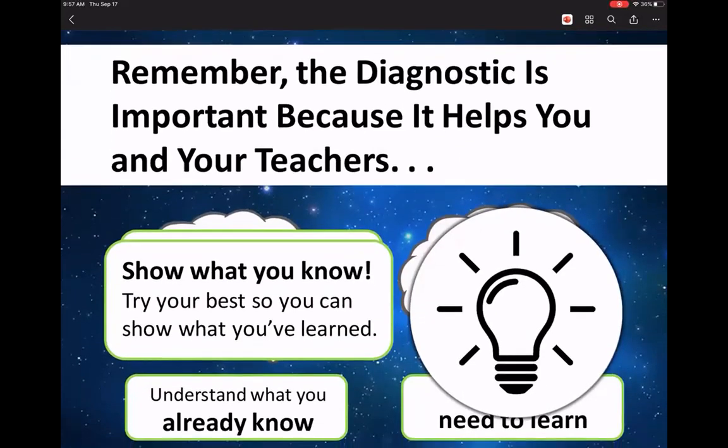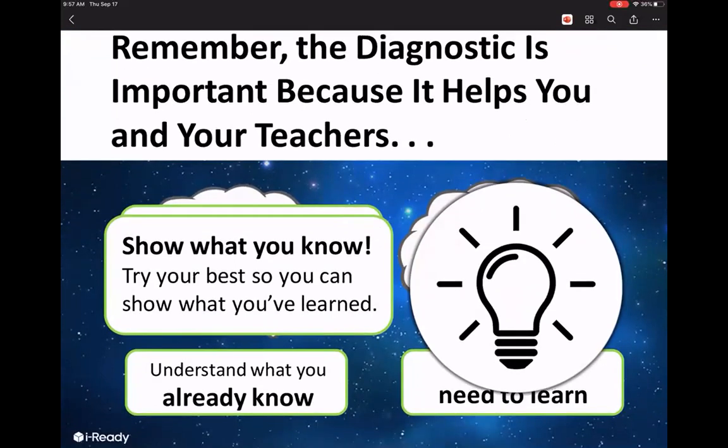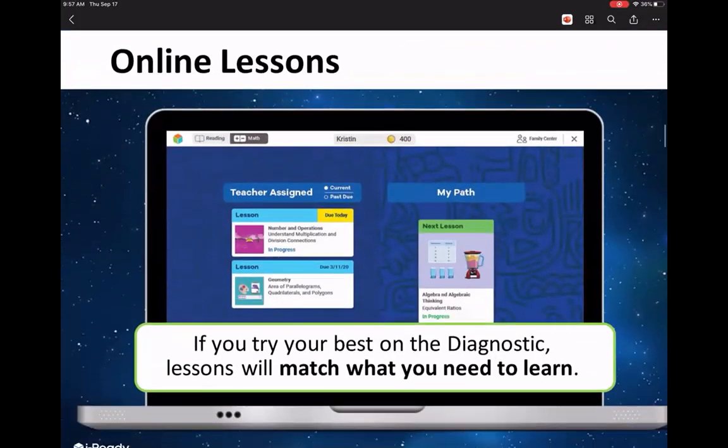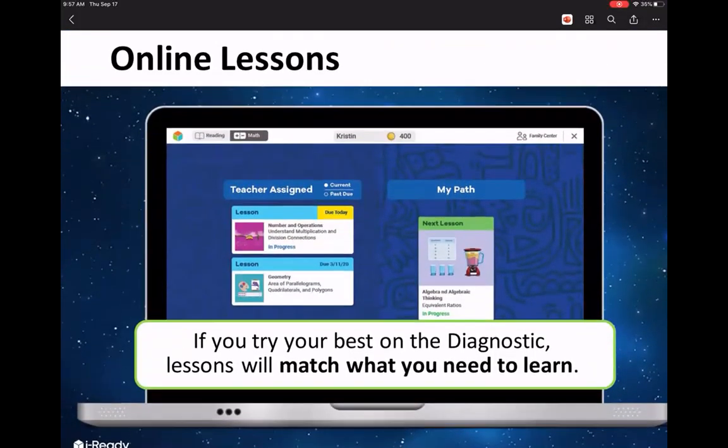So remember, the diagnostic is important because it helps you and your teachers show what you know. Try your best so that you can show what you've learned. Understand what you already know and what you need to learn. I don't know why they put that picture right on top of their bubble, but it is so that we know what to figure out. So your online lessons: if you try your best on the diagnostic, lessons will match what you need to learn. So it's important to note the 2 sides. There's teacher assigned and there's the path, right?